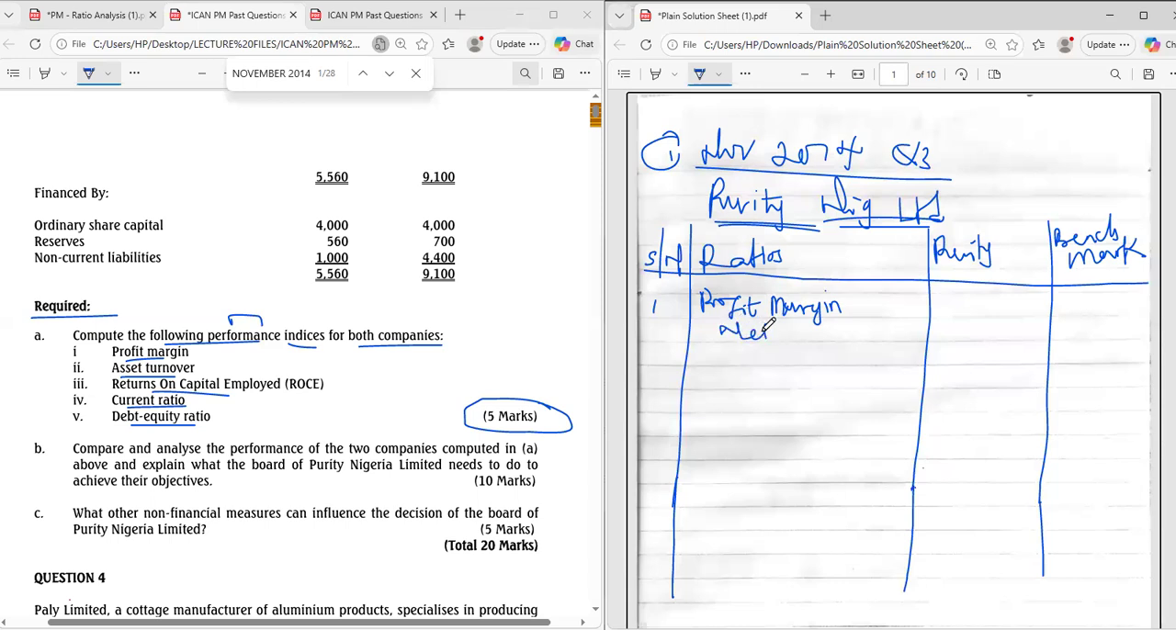Net profit over sales times 100 over 1. Okay, so let's go and look for the net profit for this.